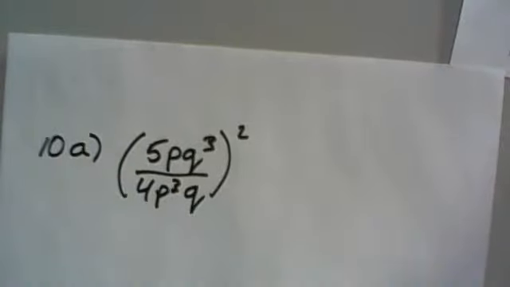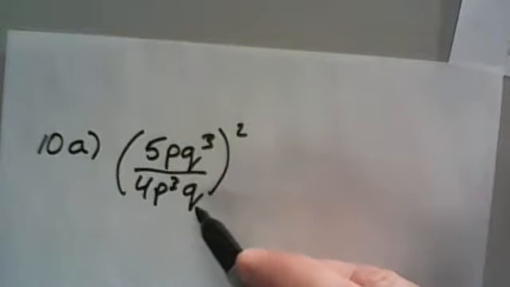So if you need help on this worksheet and you want to get an idea of how to do at least one of these, we can do more in class tomorrow. But number 10 on this worksheet looks like this. 10 letter A is 5p times q to the third squared over 4 q to the third times p to the third times q.